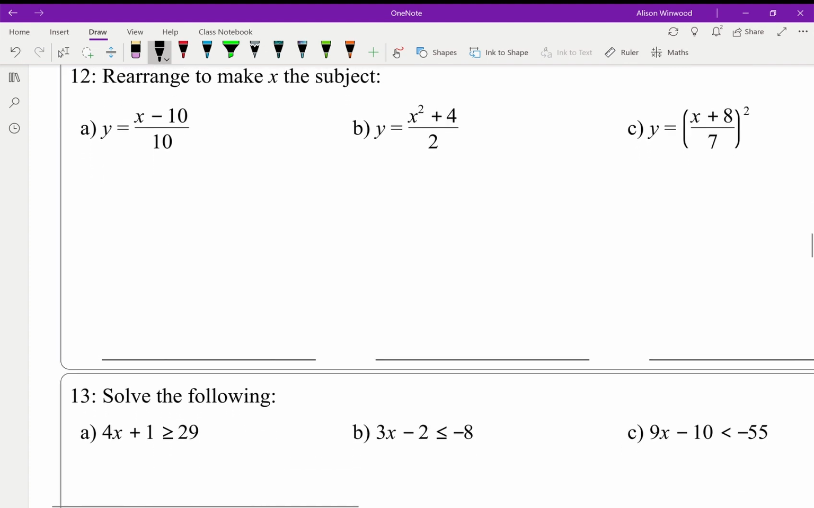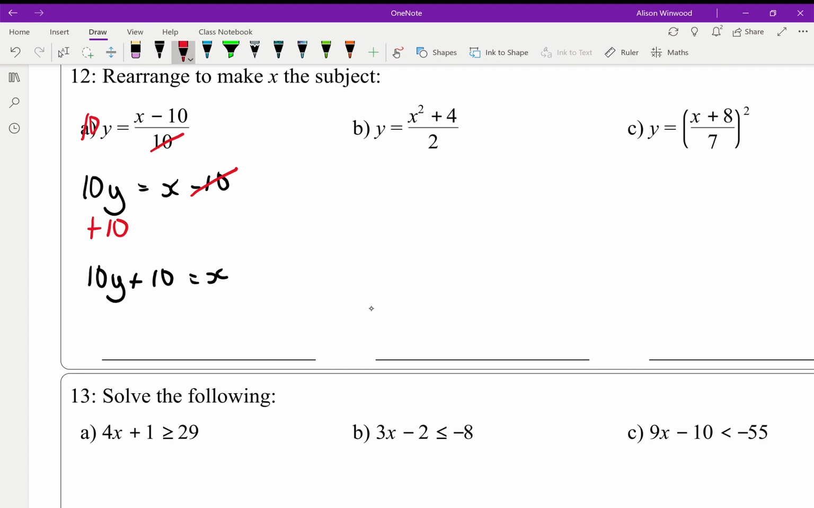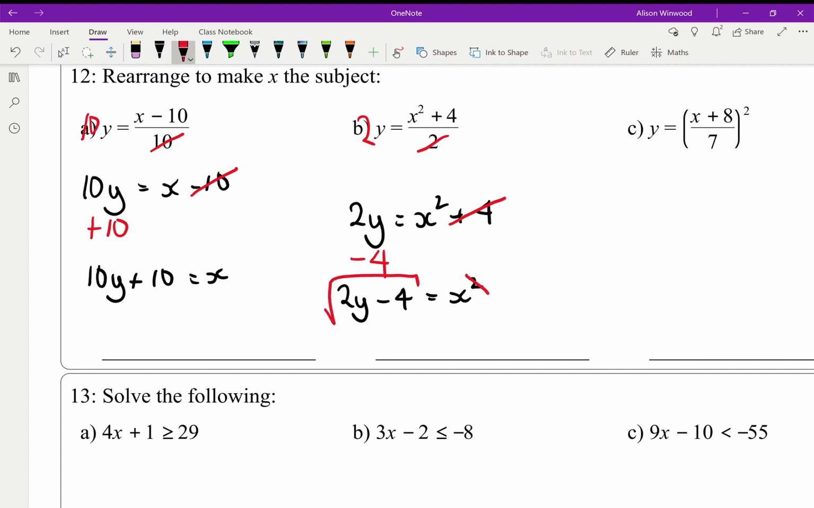Same idea even on the longer ones. So opposite of divide is multiply. Opposite of subtract is add. Opposite of divide is multiply. Opposite of add is subtract. Opposite of square is square root. So we end up with the square root of 2y subtract 4 equals x.